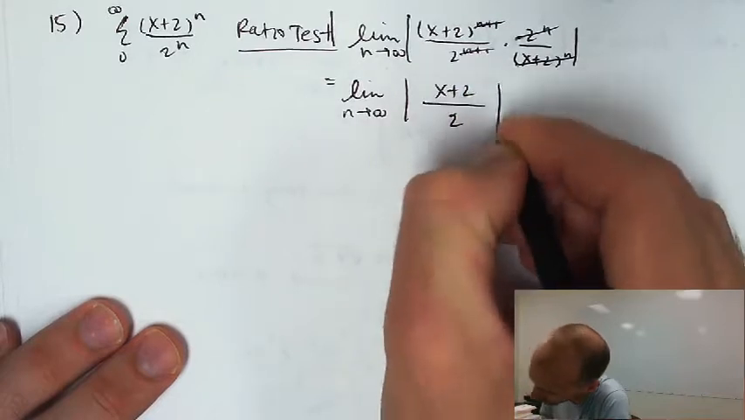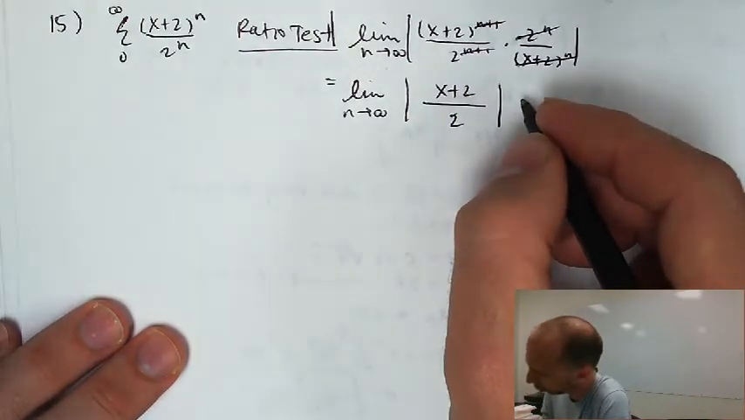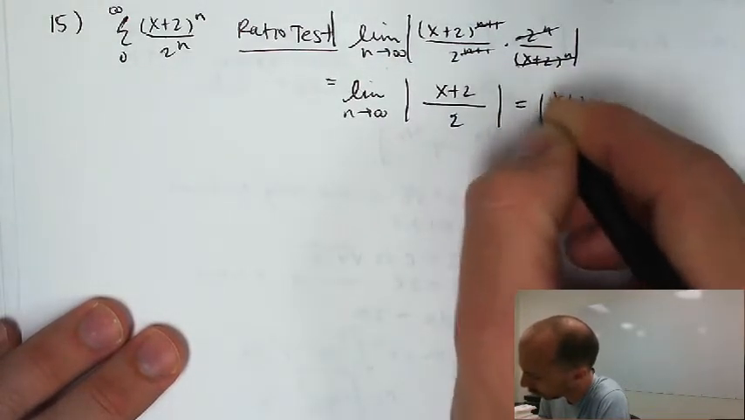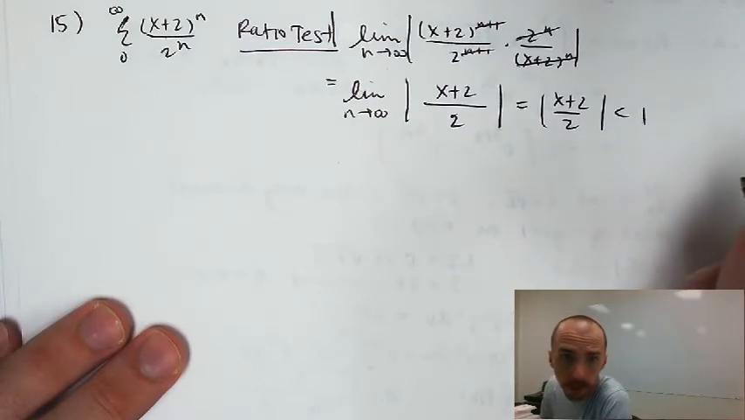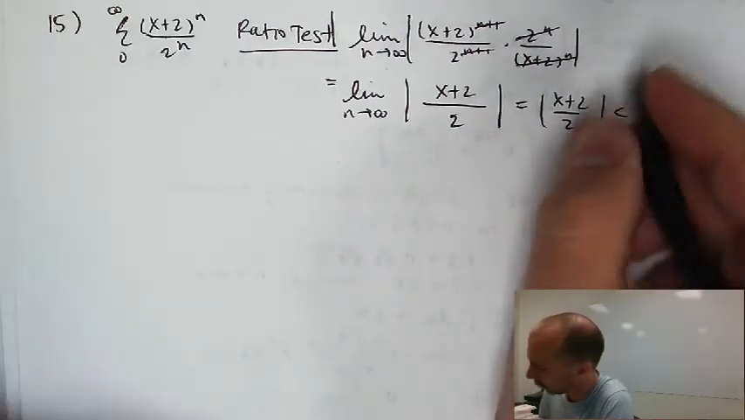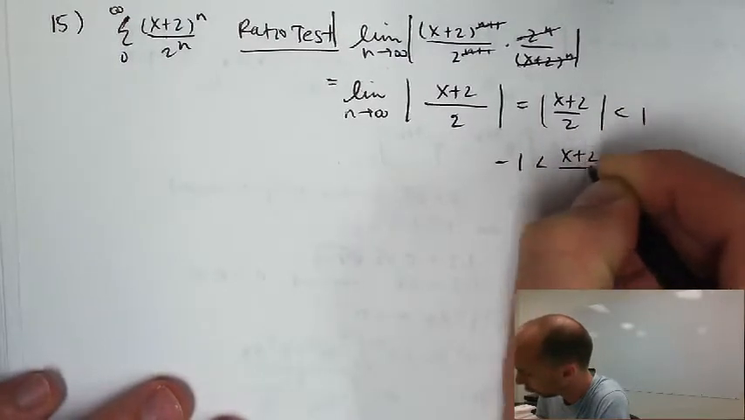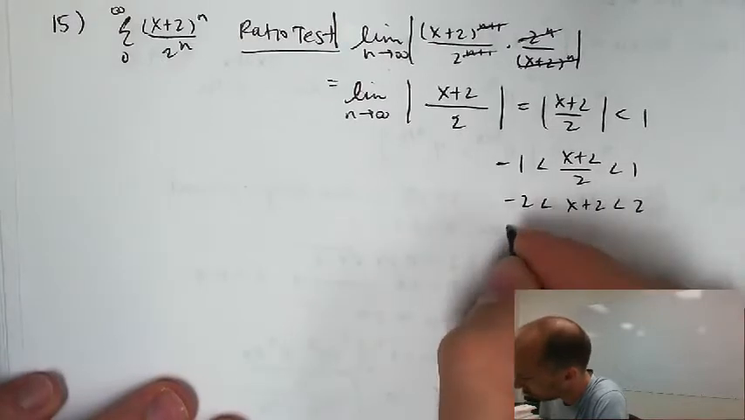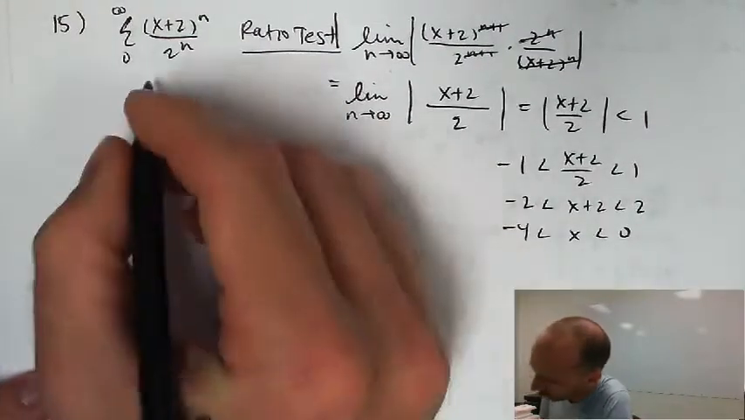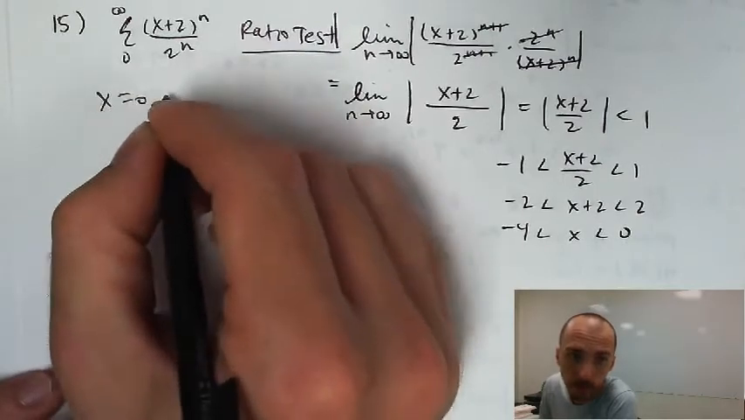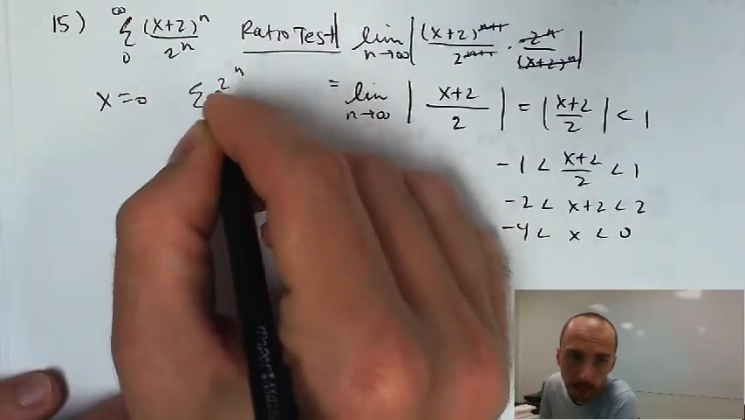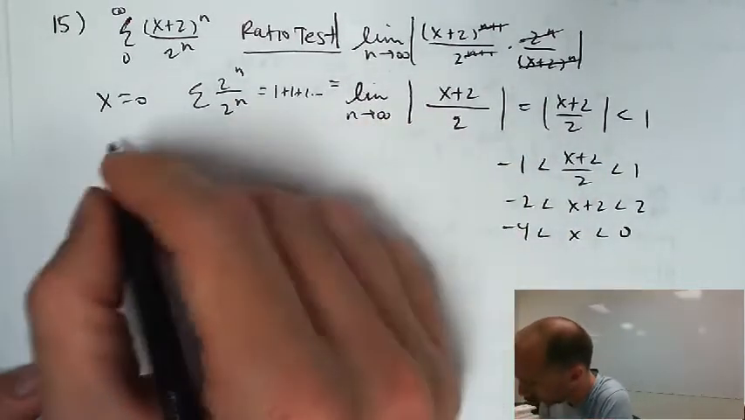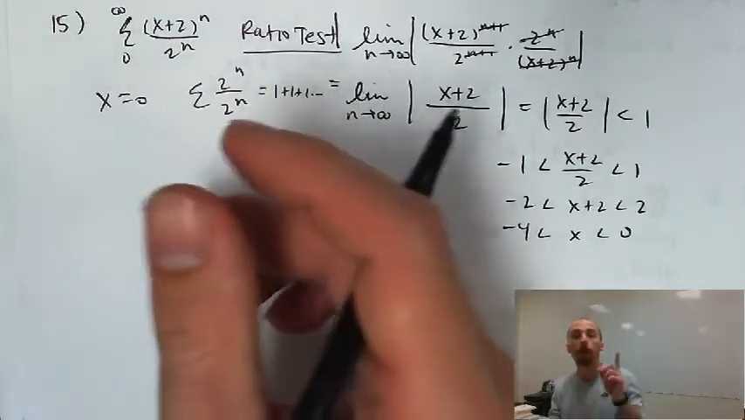So that is equal to x plus 2 over 2 absolute valued, and I need that to be less than 1. Well, that's going to be negative 1 to 1, negative 2 to 2, negative 4 to 0. And then we need to check the endpoints. At x equals 0, I have the sum of 2 to the n over 2 to the n, which is 1 plus 1 plus 1, and so on. That does not converge.